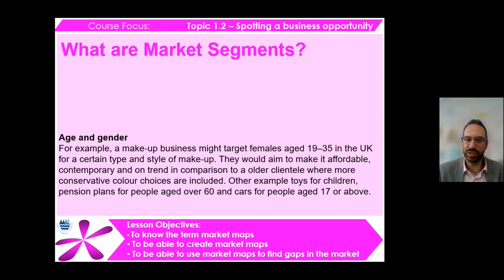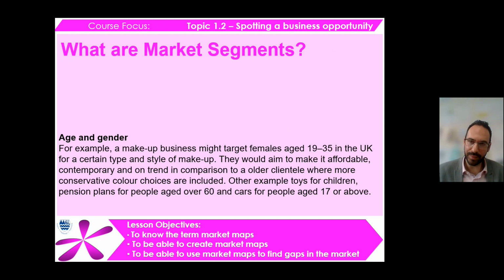So other examples is toys for children. So these are things that you're going to focus on. You don't really care if an 18-year-old wants to play with a Barbie. They might still, there's no judgments here, an 18-year-old might still want to play with Barbies. However, that's generally not going to be your target market for that product. Pension plans for people aged over 60.